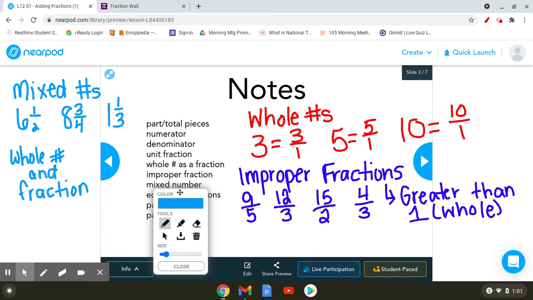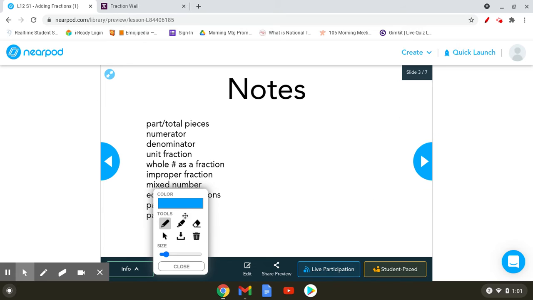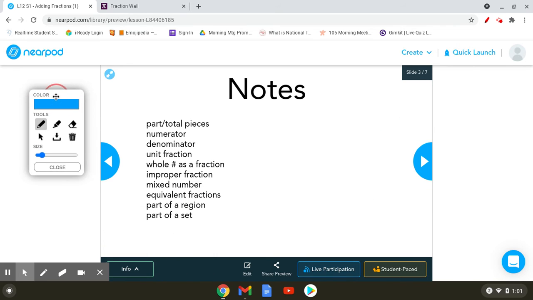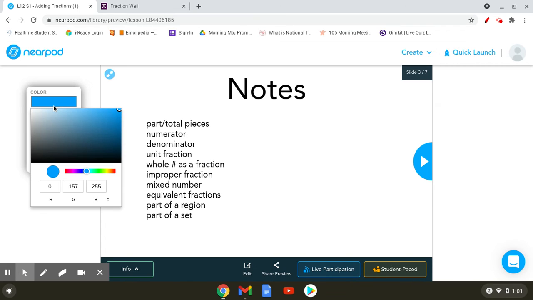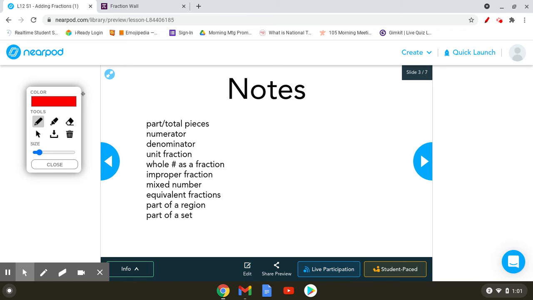All right, so let's take a look at a couple more concepts that are really going to help us on our journey of fractions in the next few lessons. So the next 3 parts that we want to talk about are equivalent fractions, part of a region, and part of a set. So let's go ahead and write equivalent fractions in our notes. And all of these concepts have been taught in 3rd and 4th grade. So this is a little review.